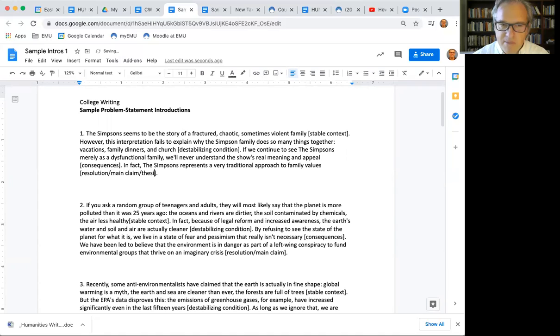So this is as bare bones an introduction as you can get. It doesn't have a story or prelude to welcome the reader in. You could imagine this writer just telling the story of one Simpsons episode, maybe. But what I want you to notice that is really important is the stable context here.